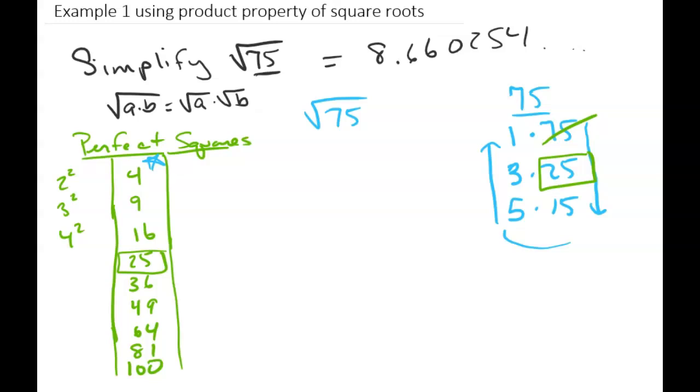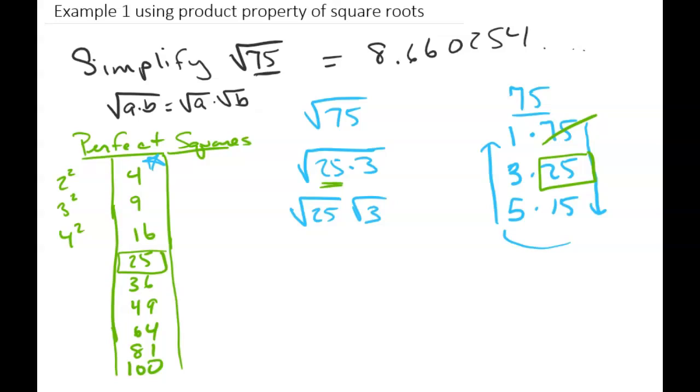So I'm going to go back to my square root of 75, and I'm going to break it up into the square root of 25 times 3. And I'm choosing to put that perfect square factor 25 first. My next step is to use my product property. That becomes the square root of 25 times the square root of 3.